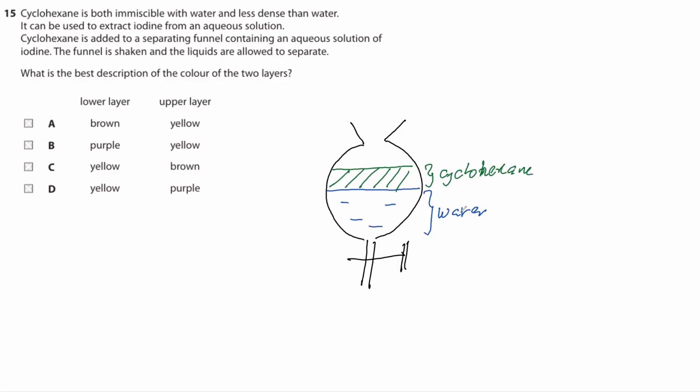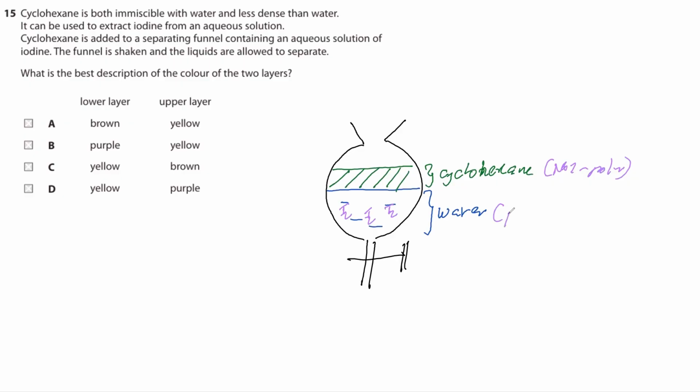Right. It can be used to extract iodine from aqueous solution. Yes, iodine is a little bit purple. We can call it yellow color in aqueous solution. Let's assume we have iodine here. Iodine is more soluble in cyclohexane. Why? Cyclohexane is non-polar.